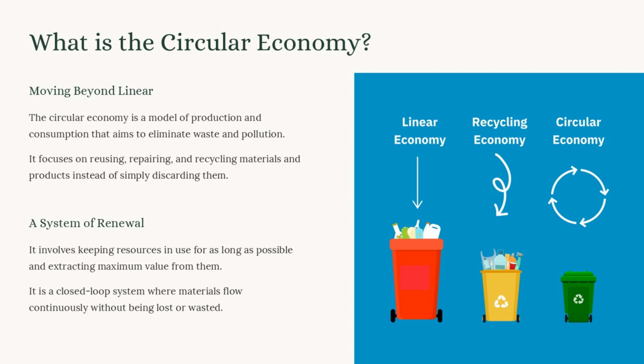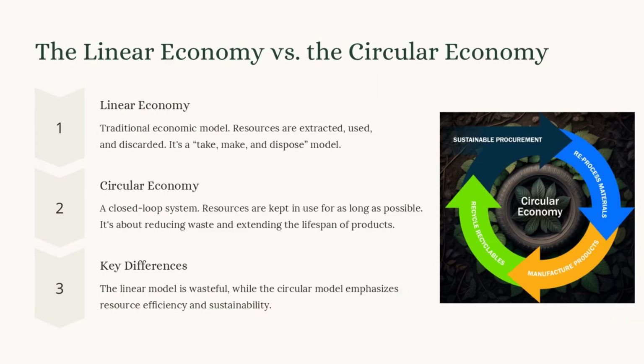The circular economy involves keeping resources in use for as long as possible through strategies like reuse, repair, and recycling. This helps conserve natural resources, reduce environmental impact, and create new economic opportunities. The linear economy is the traditional economic model where resources are extracted, used, and then discarded. It's a take, make, and dispose approach. In contrast, the circular economy is a closed-loop system that aims to keep resources in use for as long as possible. The focus is on reducing waste and extending the lifespan of products. The key difference is that the linear model is inherently wasteful, while the circular model emphasizes resource efficiency and sustainability.